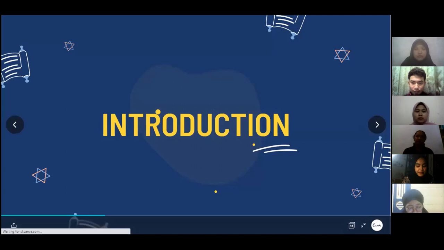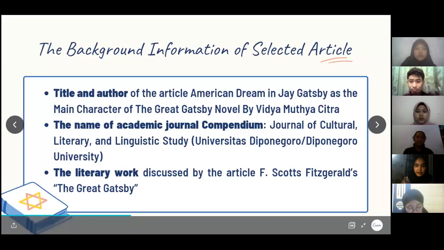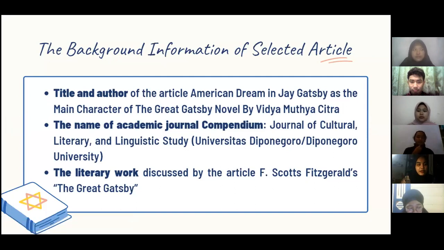My name is Salzabilla Millene, and I will present the introduction of the selected article. So, the first is the background information of the selected article. The title is American Dream in J. Gatsby as the main character of the Great Gatsby novel, and the author is Vidya Mutia Citra. Then, the name of the academic journal is Compendium, Journal of Cultural, Literary, and Linguistic Study of Universitas Diponegoro or Diponegoro University. And then the literary work discussed in this article is F. Scott Fitzgerald's The Great Gatsby.